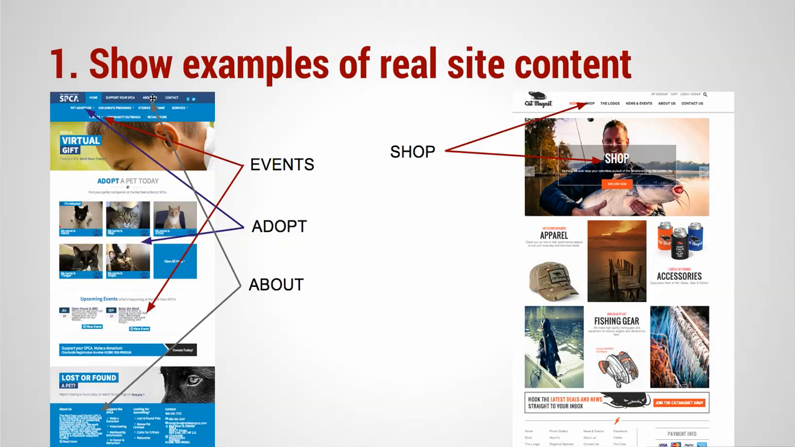They have an about page at the top, but they also put about information on their homepage. Over here at the shopping site where people can buy catfishing equipment, you'll see that there is a button for shop, but you can also shop right from the homepage. So show real content from other pages on your homepage, but just a little preview.